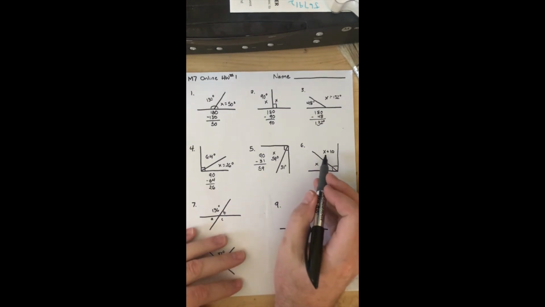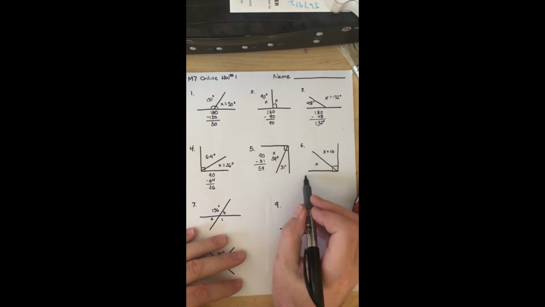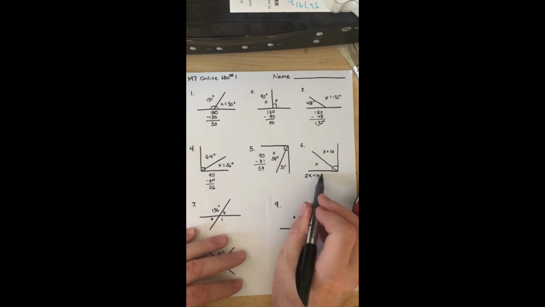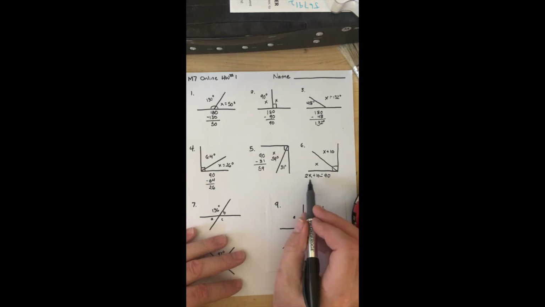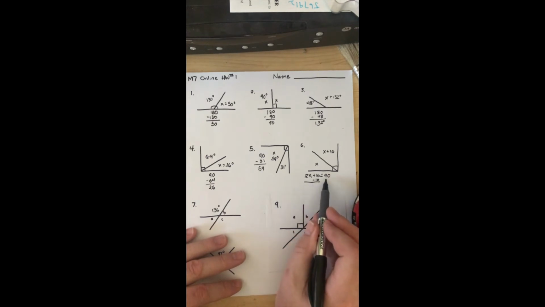Over here, I've got variables, so I am going to make an equation. I've got 1x there for 2 x's, plus 10 more, going to equal 90 degrees. So this is a two-step equation. I'm going to take away the constant there, reduce that to 80.